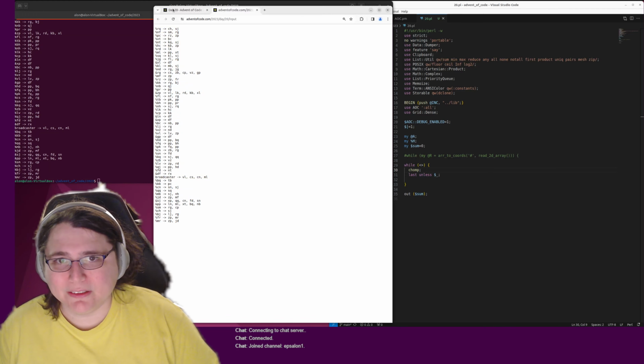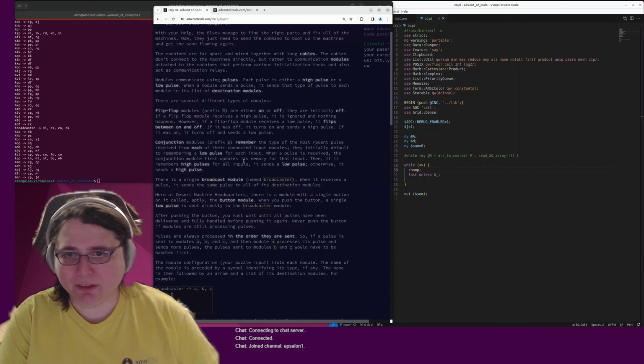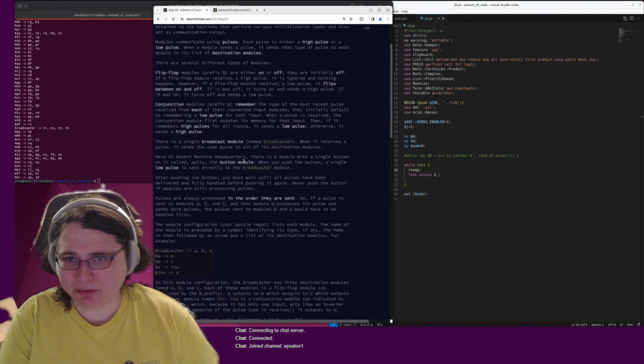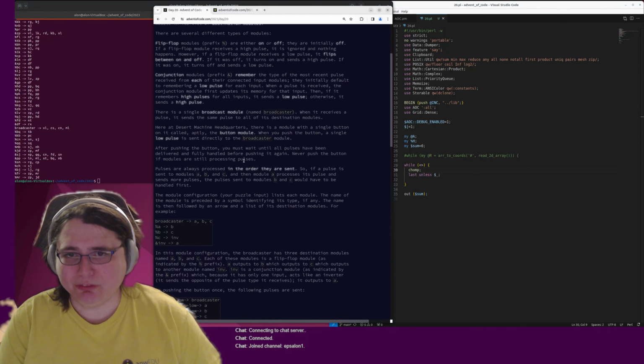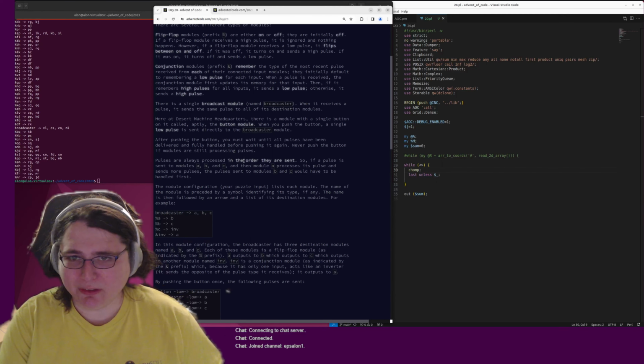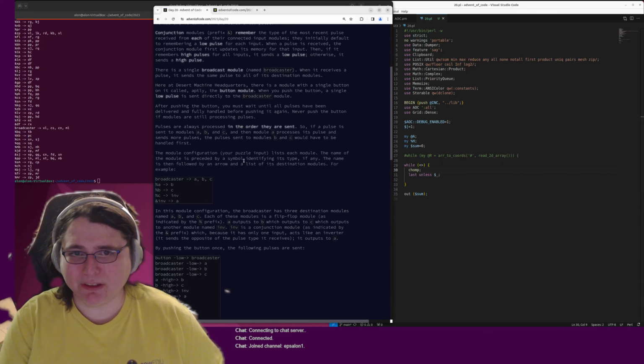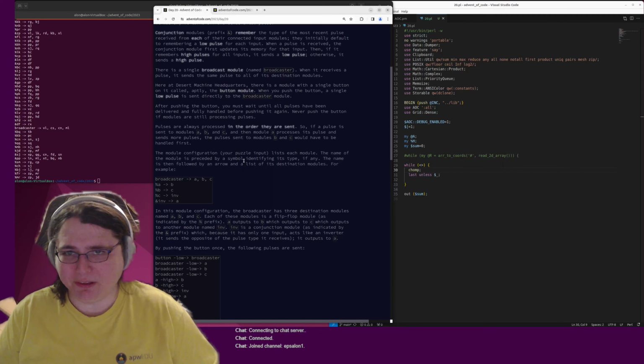Okay, Day 20. Several types of module. Flip-flops are either on or off. If I see a high pulse, it ignores it. Low pulse, yeah, flip-flop, toggles between on and off. Off, it turns on. Conjunction modules remember the type of impulse received from each of their input modules. They default to remembering a low pulse for each input. When an impulse is received, the conjunction will first update memory for that input, then if it receives a high pulse for all inputs, it sends a low pulse, otherwise a high pulse. So that's an AND, but with memory.